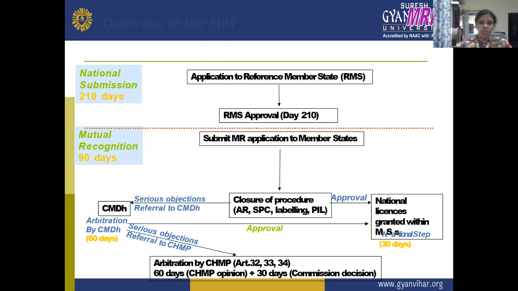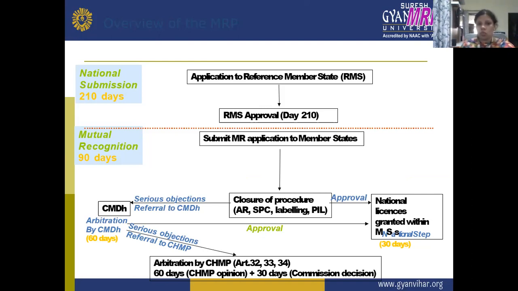And if there are serious objections, then it is referred to the CMDH, which we just talked about, the authorized stakeholders. So if there is no approval and serious objections are there, it is transferred to the CMDH. After this transfer to the CMDH, it will take 60 days for the inquiry, and then abrogation by CHMP, article 32, 33 and 34. So it will take 60 days for the opinion and 30 days for the commission decision. So total 90 days is there for the approval if there is a serious objection. And if there is no serious objection, then direct approval is there within 30 days.